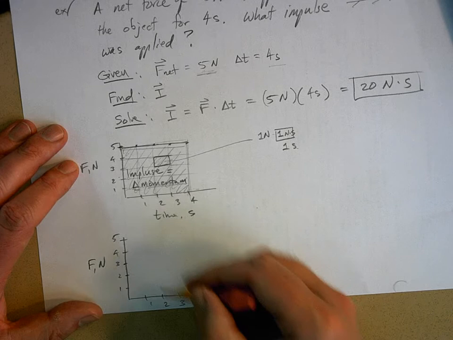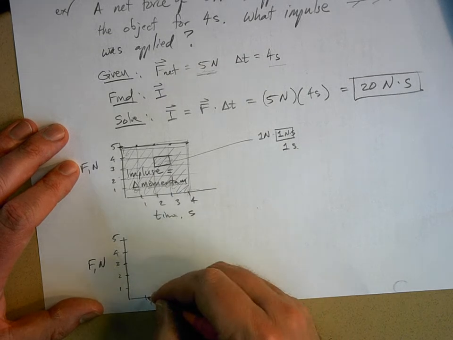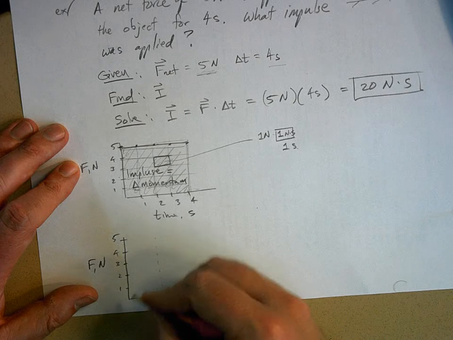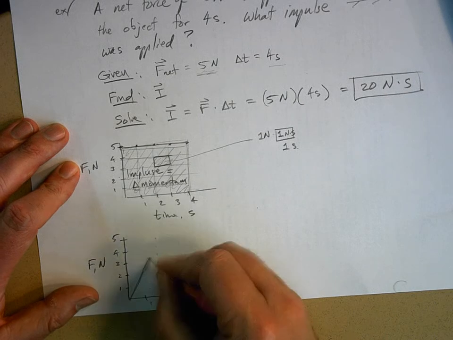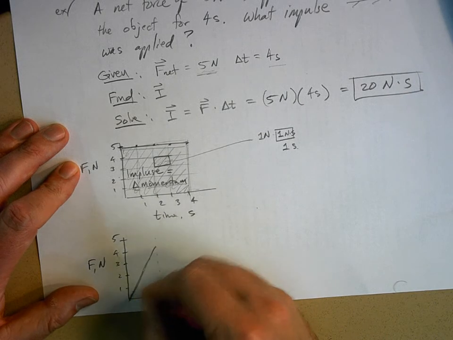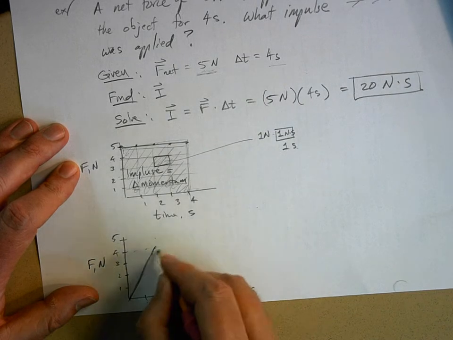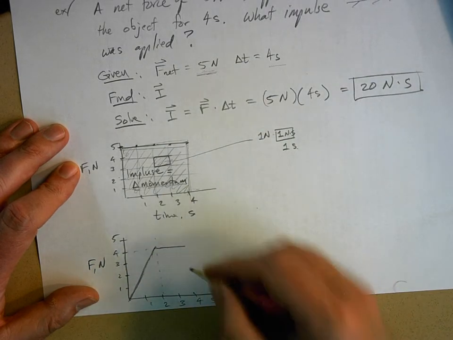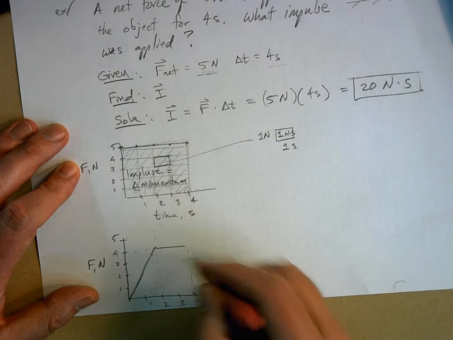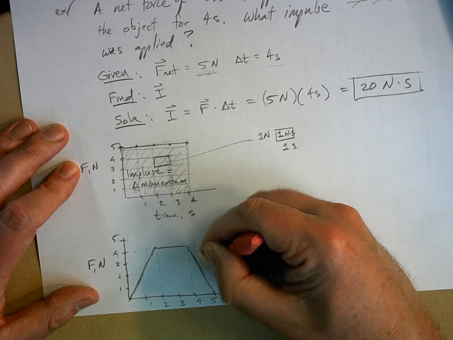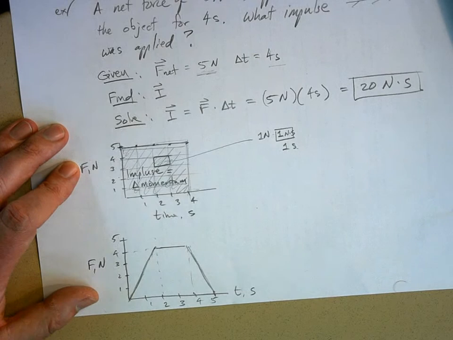And let's say that you hit something with a net force, and it ramps up like this. It goes from 0 force to a maximum of 4, and then for 2 seconds it stays at 4, and then you get a rebound, and it gradually leaves contact, and the force goes back to 0.